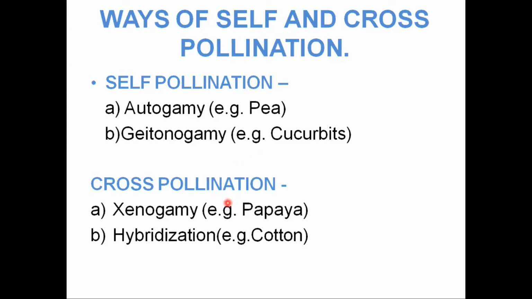Now, in cross-pollination, xenogamy means there is a transfer of pollen grains from the anther of a flower to the stigma of another flower produced on a different plant belonging to the same species, for example, papaya. The hybridization process is the transfer of pollen grains from the anther of a flower to the stigma of another flower produced on a different plant belonging to a different variety and species. For example, pollination between two species or varieties of cotton.